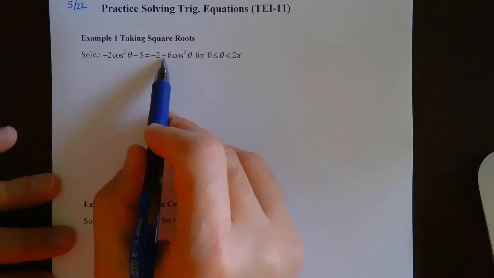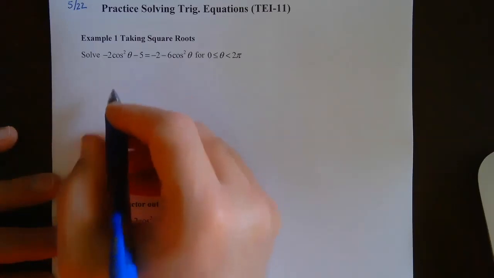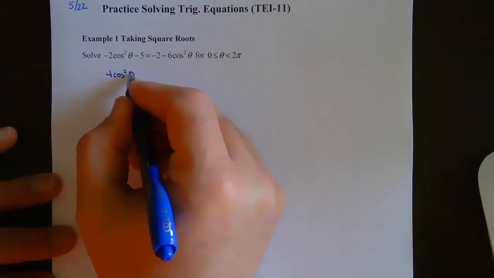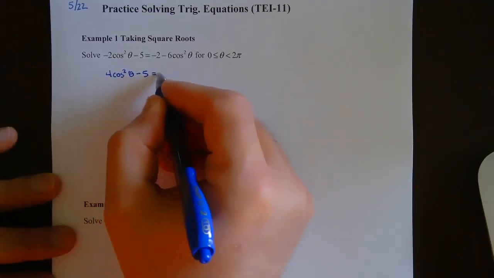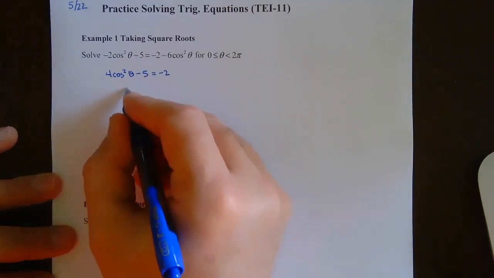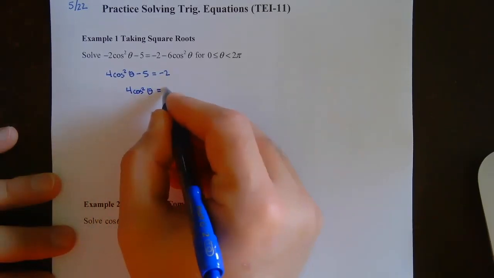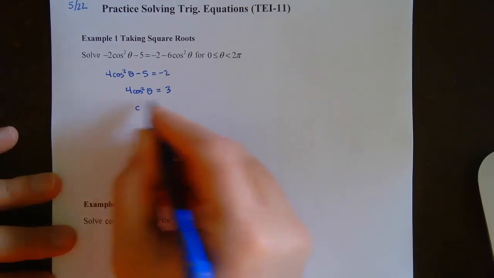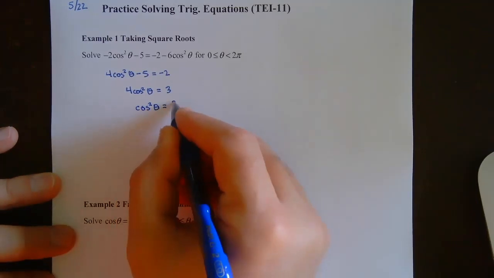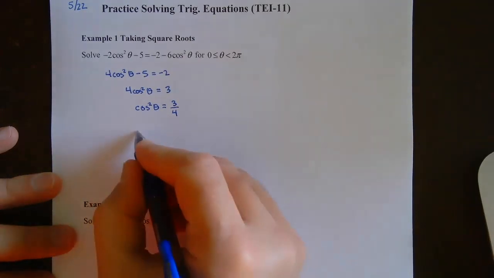So I'm going to add 6 cosine squared theta to both sides, okay? So that would give me 4 cosine squared theta minus 5 is equal to -2, okay? And then I'm going to add 5 to both sides. So that would give me 4 cosine squared theta is equal to 3, which then, I'm going to divide both sides by 4, would give me cosine squared theta is equal to 3/4, right? Okay, and then I'm going to square root both sides.